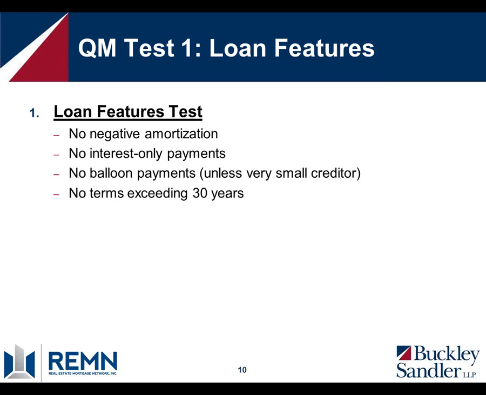There are other provisions of this rule that apply a little differently if you're a small creditor. I'm not really going to get into them because I don't think it's relevant for this audience, but just so you know, it's out there. So generally speaking, then, no balloon payments for a qualified mortgage and no terms exceeding 30 years.